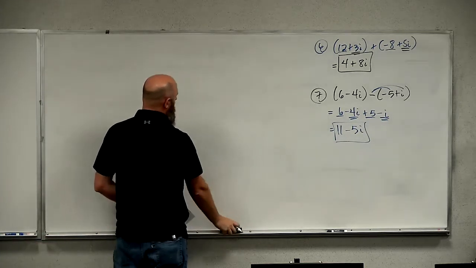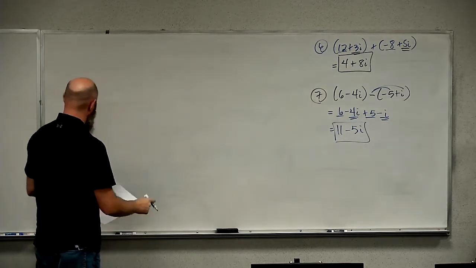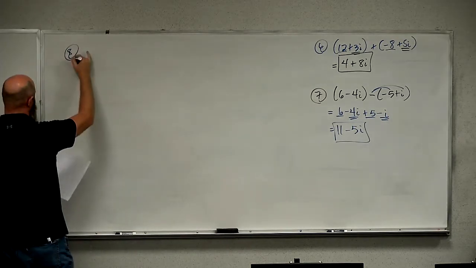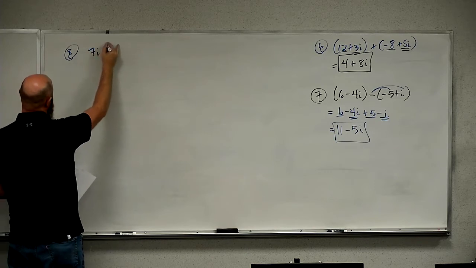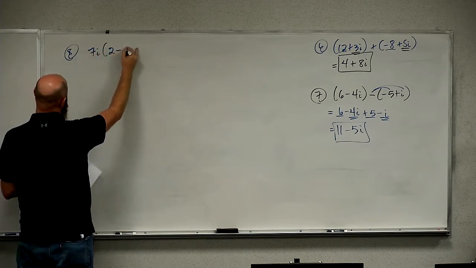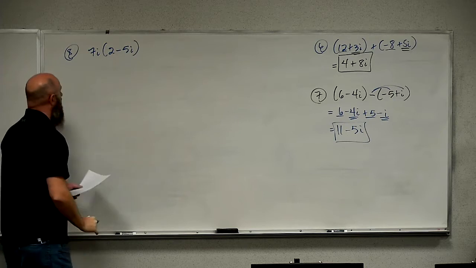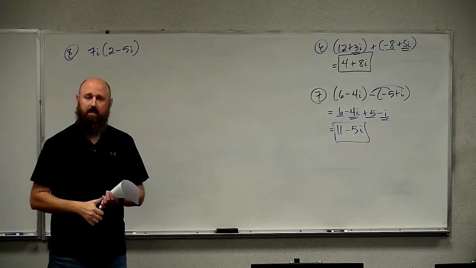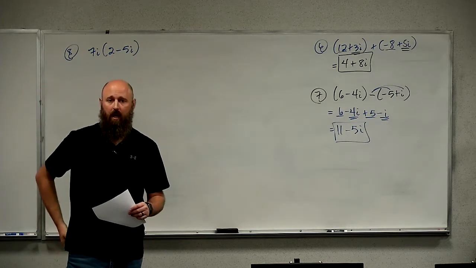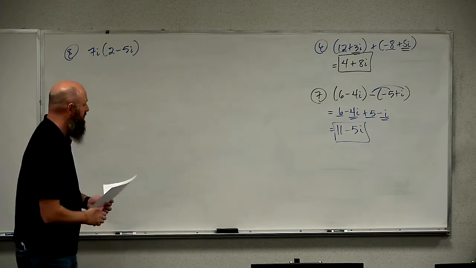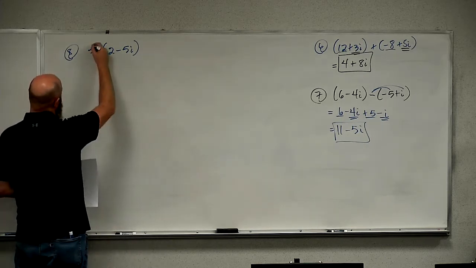All right, so adding and subtracting, real straightforward there. So let's move on to multiplication. So 7i times 2 minus 5i. Well, starting off, everything is exactly the same. We distribute and then combine like terms. So here we're going to distribute.